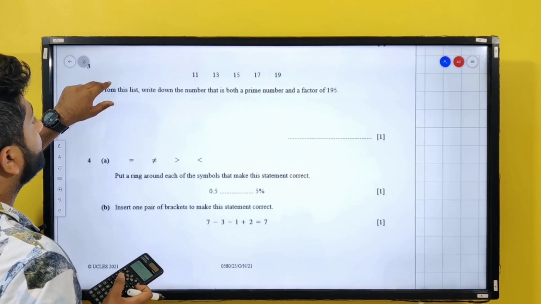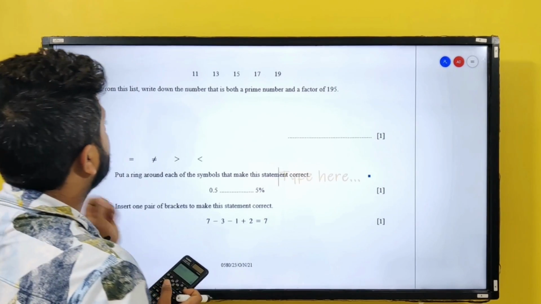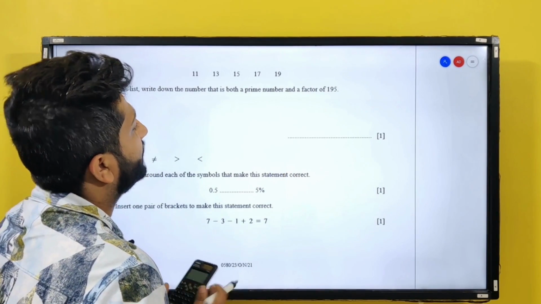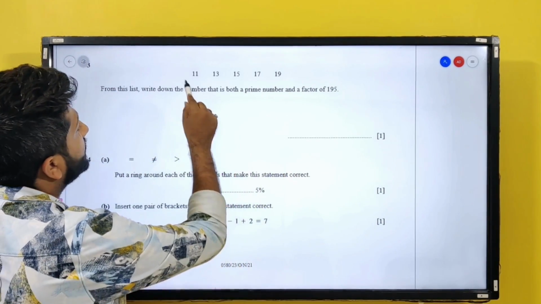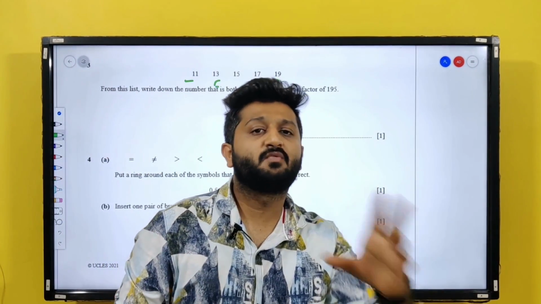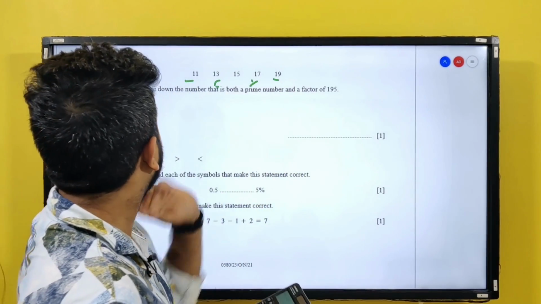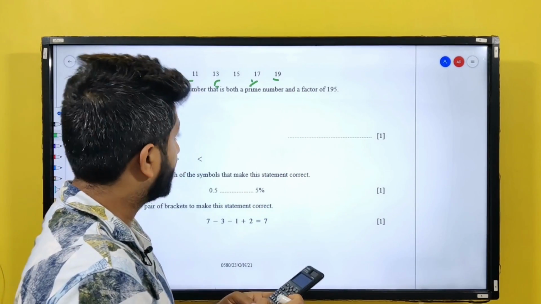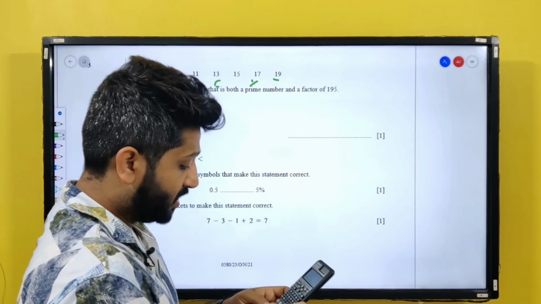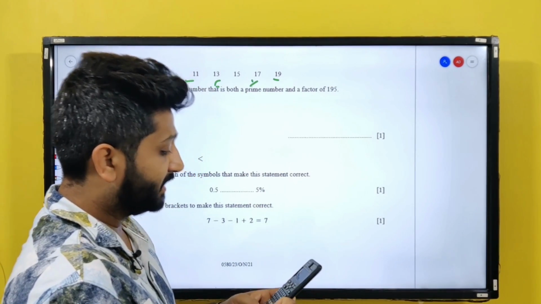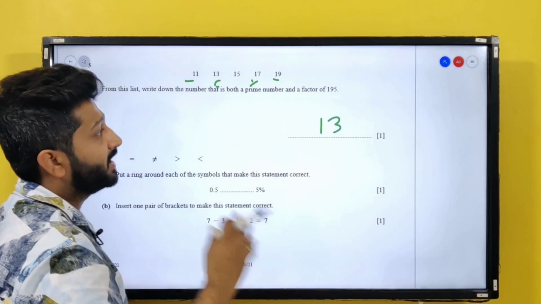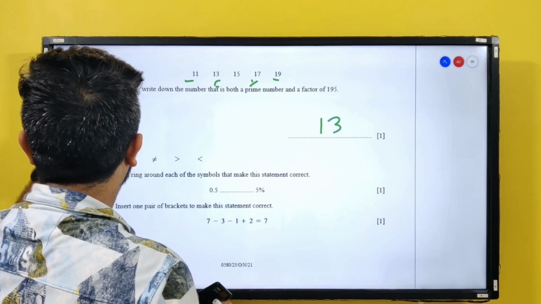Next. From the list, write down the number that is both a prime number and a factor of 195. Okay, so we know 11, 13, 17 and 19 are prime numbers. But out of them, only one is going to be a factor of 195. 195 divided by 11 gives you a decimal value. 195 divided by 13 is 15. So 13 is a prime number and also a factor of 195.